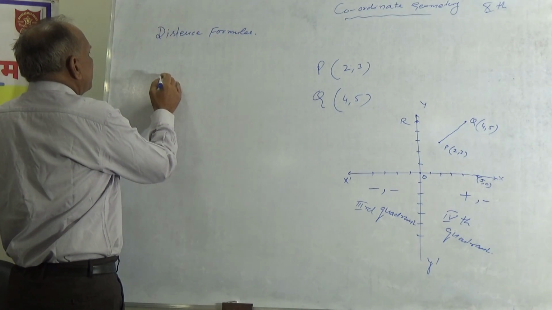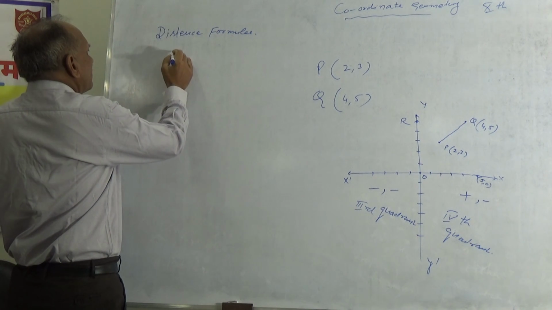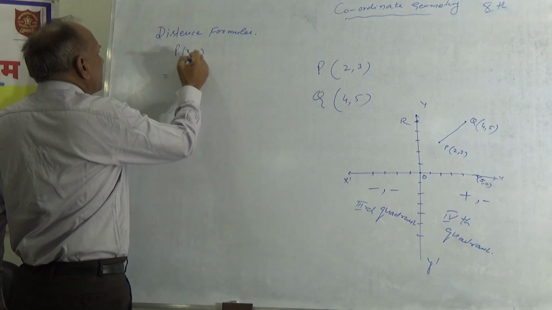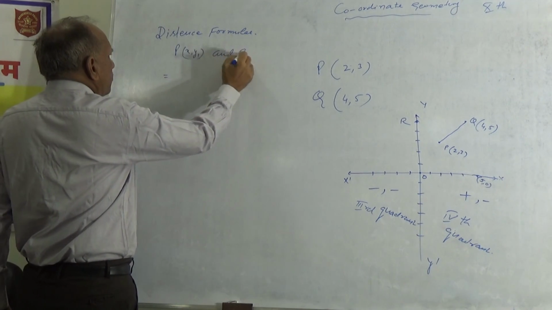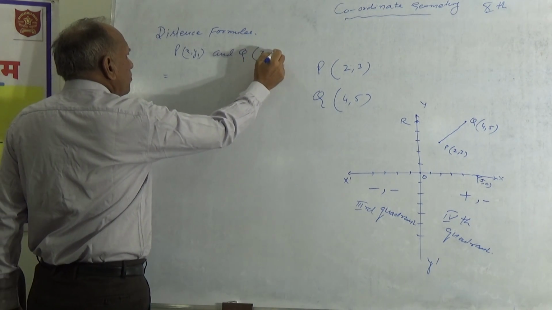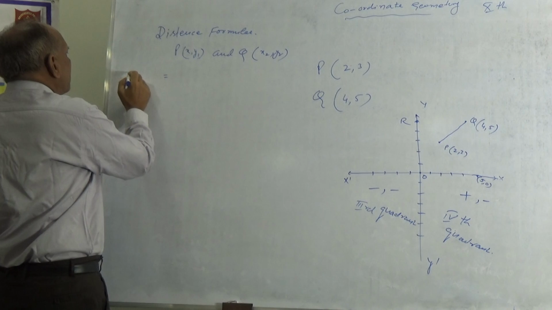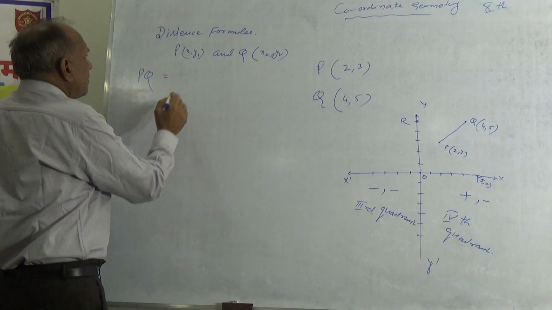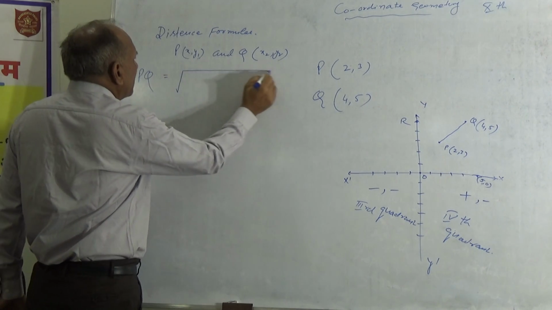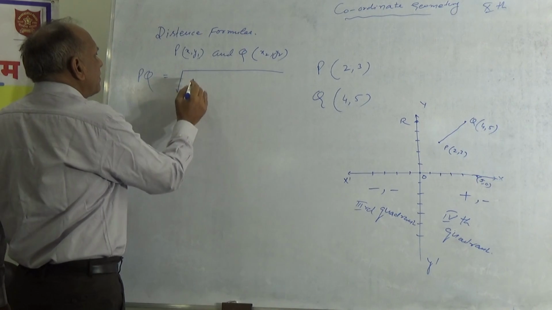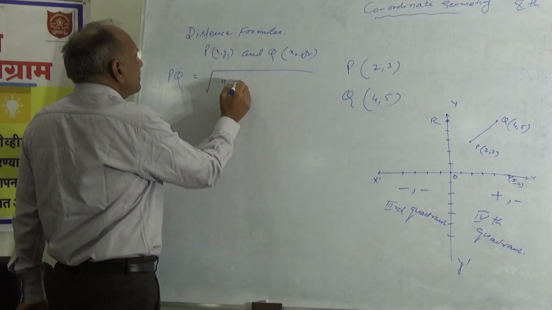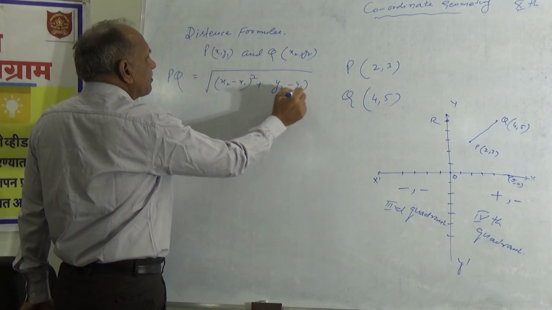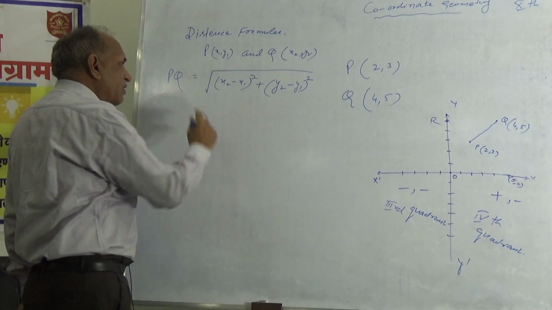What is the distance formula? If there are 2 points P (x1, y1) and Q (x2, y2), then the distance between P and Q can be measured with the help of the distance formula, that is square root of (x2 minus x1) square plus (y2 minus y1) square.